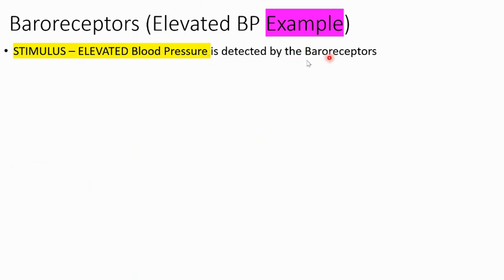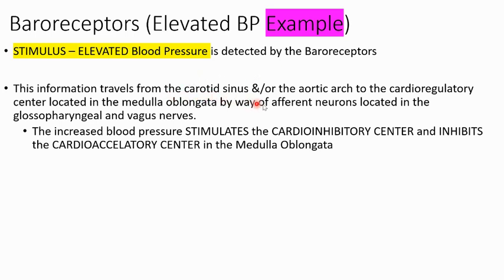And that elevated blood pressure is going to be detected by baroreceptors in the aortic arch and the carotid body, the carotid arteries, because the increased pressure is going to cause those blood vessel walls to stretch. This information is going to travel from the carotid sinus and/or the aortic arch to the cardioregulatory center located in the medulla oblongata by way of those afferent neurons, located in the glossopharyngeal and vagus nerve. Remember, those sensory neurons are going to be traveling through cranial nerve 9, glossopharyngeal, and 10, vagus nerve. The increased blood pressure stimulus stimulates the cardioinhibitory center.